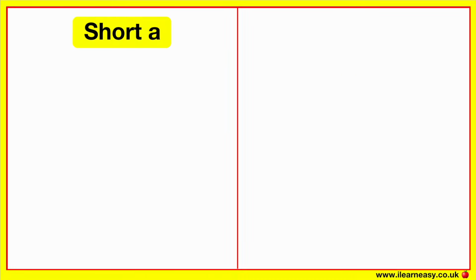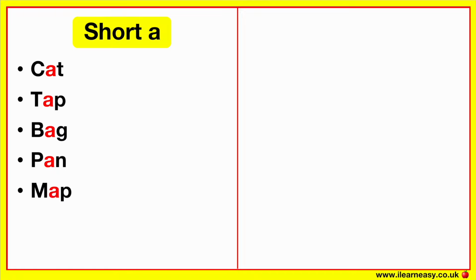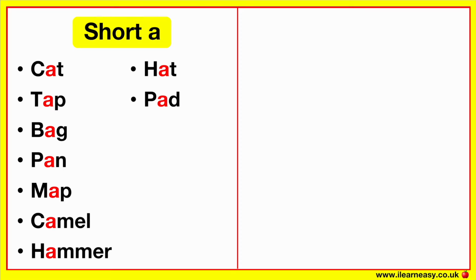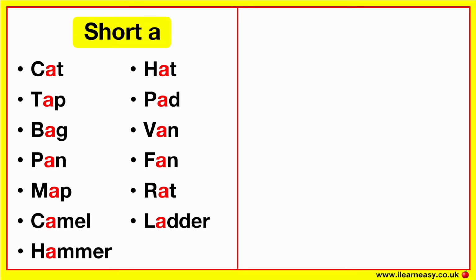First, let's look at the short A sound. Cat, tap, bag, pan, map, camel, hammer, hat, pad, van, fan, rat, ladder, rabbit. In these examples, the vowel A makes the short vowel sound, A.